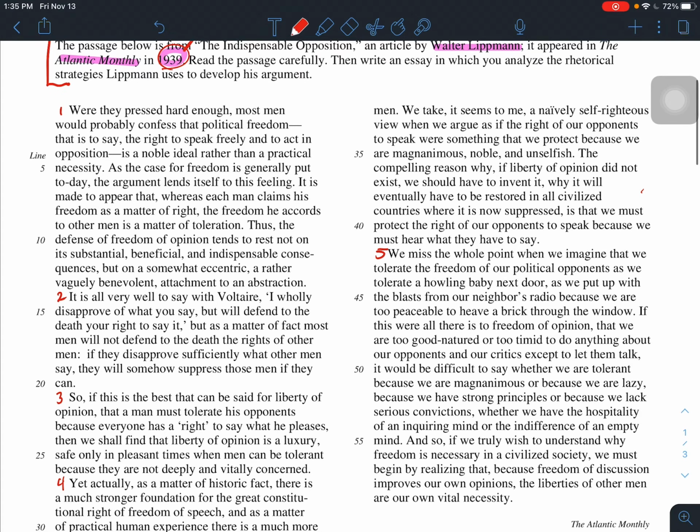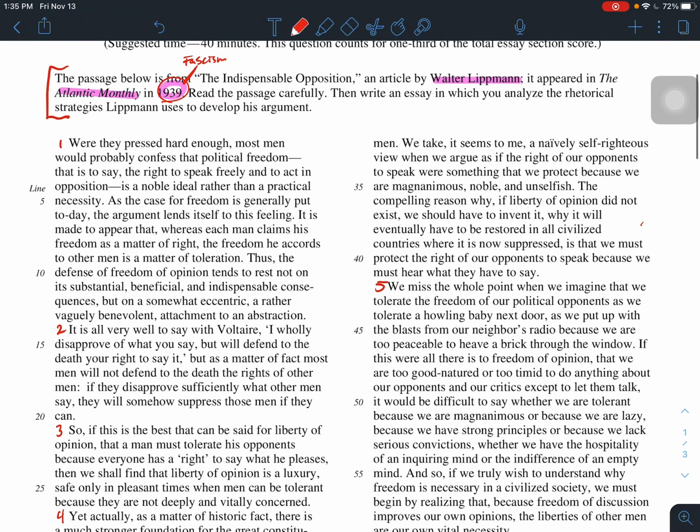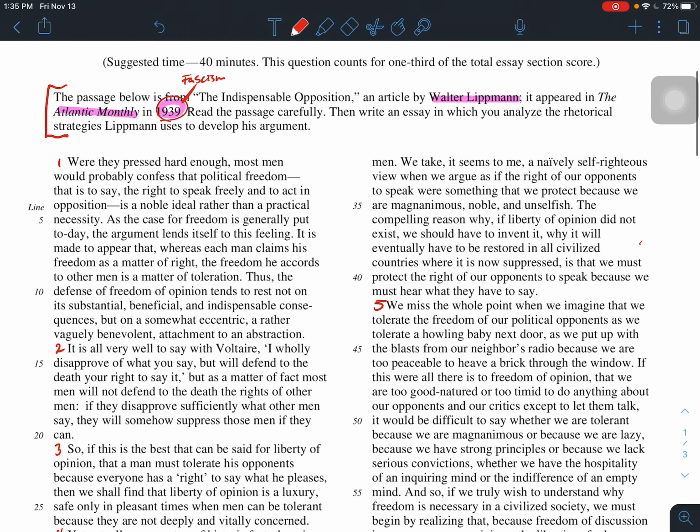So, pretty tight, a lot of words in there that mean very specific things, very dense. Let's see if we can unpack a little bit. First thing that I noticed was this critical tone he begins with. I know that based on the word choice, were they pressed hard enough, most men would confess, right? Then he goes on to include his working definition for political freedom.